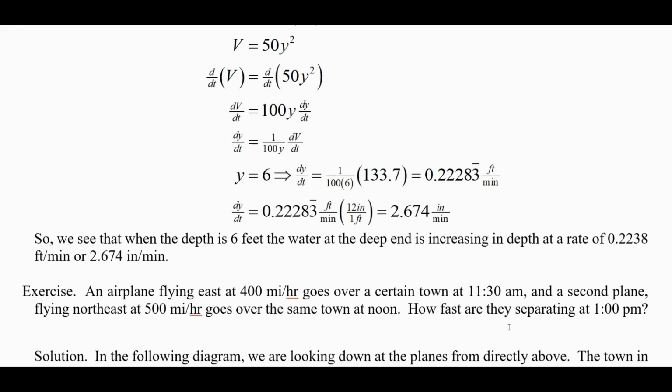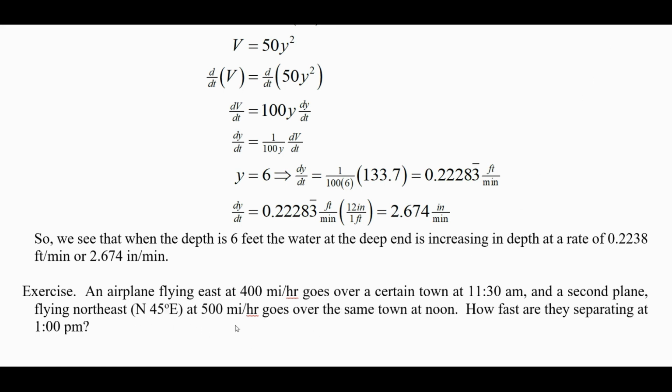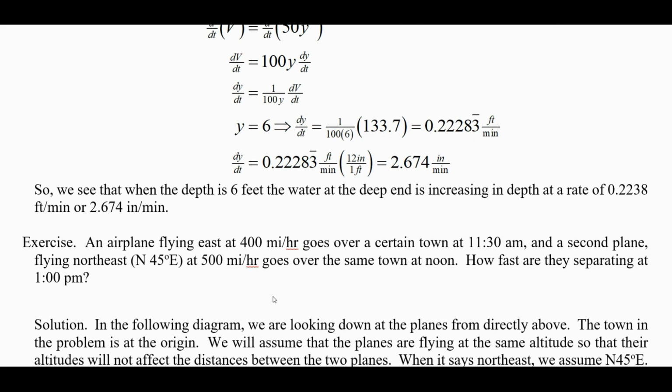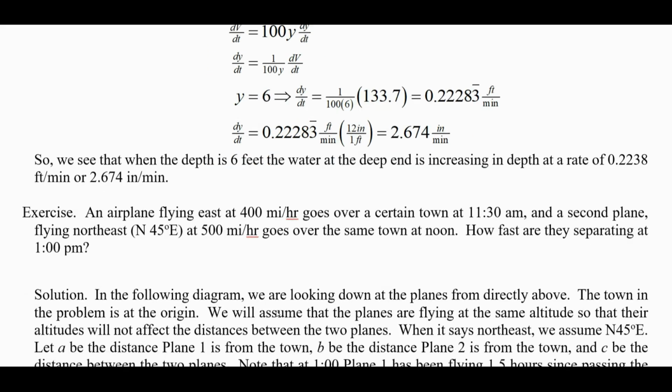All right, one more. An airplane flying east at 400 miles per hour goes over a certain town at 11:30 a.m., and a second plane flying northeast, that is north 45 degrees east, at 500 miles per hour goes over the same town at noon. So we'll be explicit: north 45 degrees east at 500 miles an hour goes over the same town at noon. How fast are they separating at 1 p.m.?